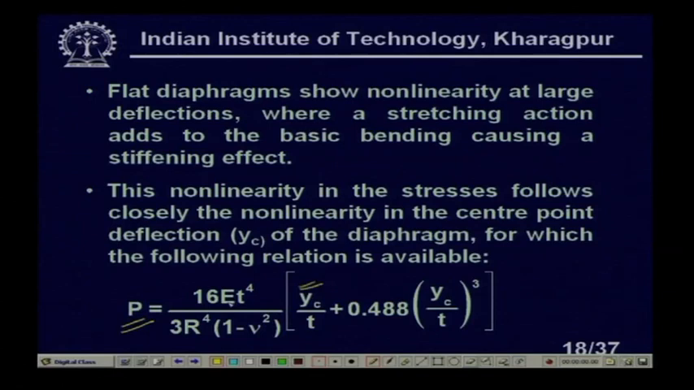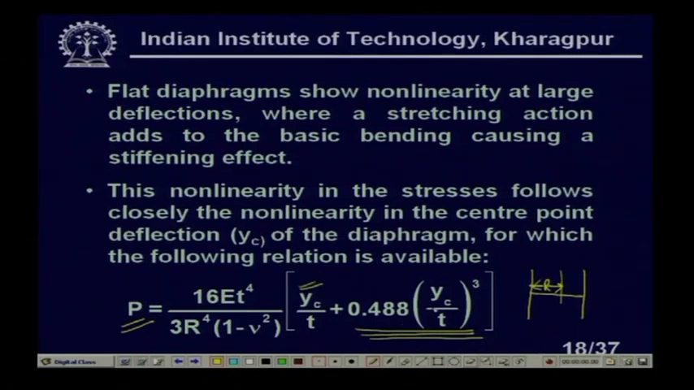You see all other things are constants. Young's modulus of elasticity of the material of the diaphragm is constant, thickness of the diaphragm T is also constant, nu is Poisson's ratio, that is also constant, and r, the radius of the diaphragm, is also constant. So, if I have a diaphragm here, this is radius r. This is our diaphragm, the relation between P and YC, and very interestingly, this is our nonlinear term.